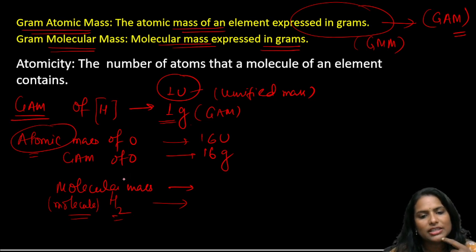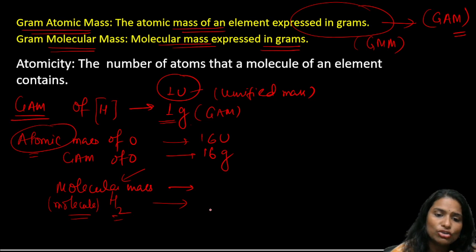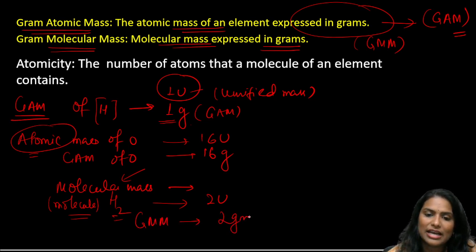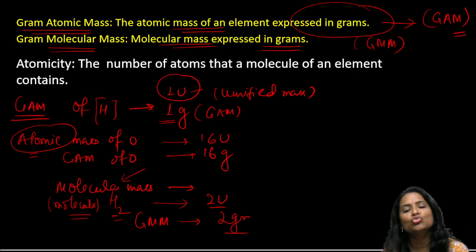So here if you consider the molecular mass of H2, what will you write when you say molecular mass of H2? Molecular mass of H2 you will write as 2u. But when you say gram molecular mass, it will be 2 grams. Rather than 2u, you will write it as 2 grams.